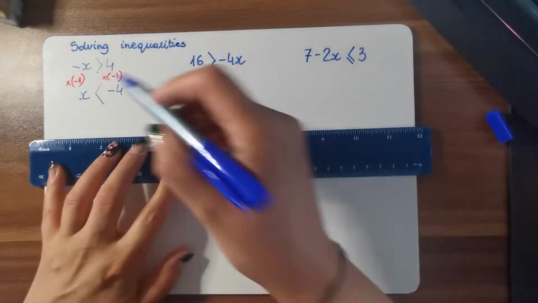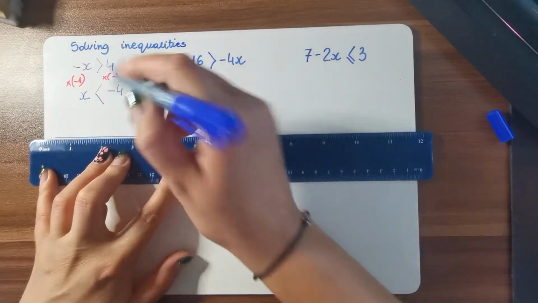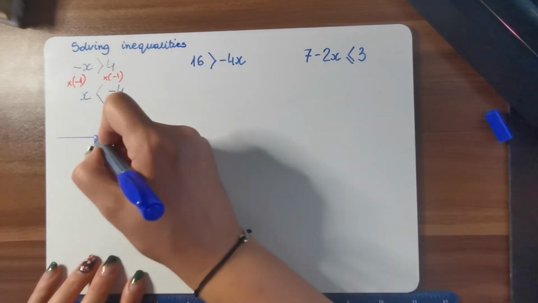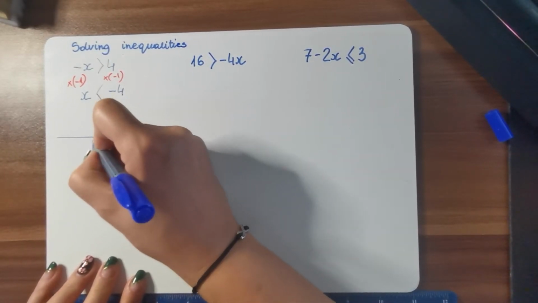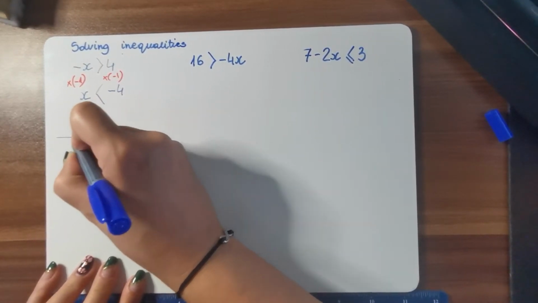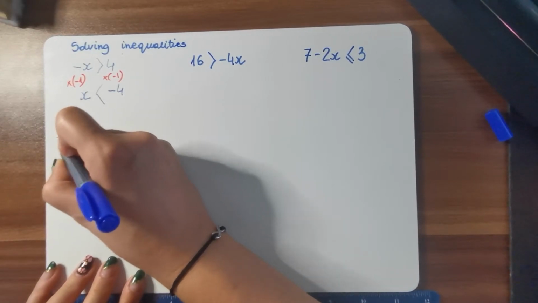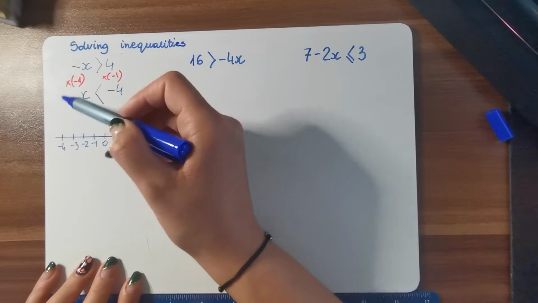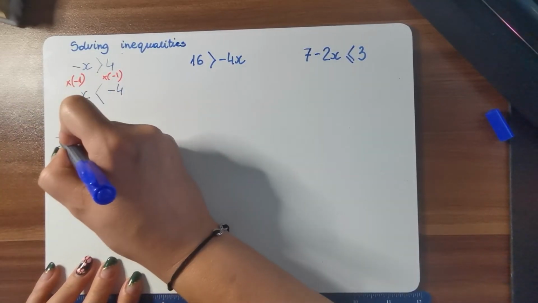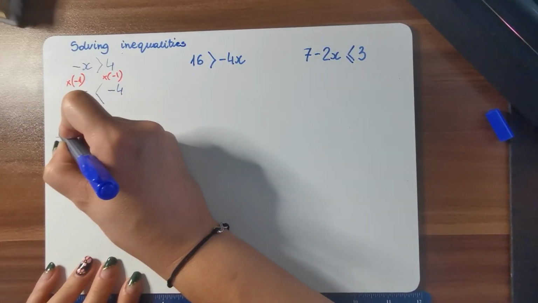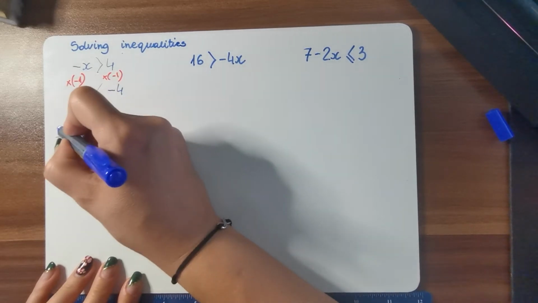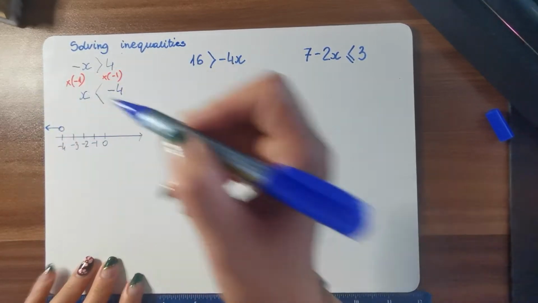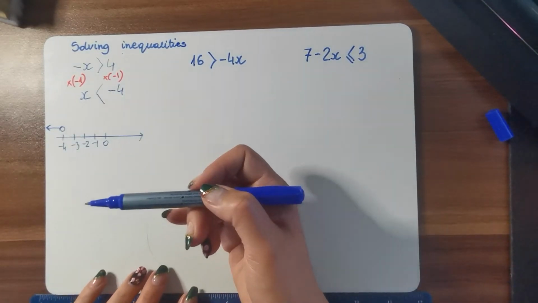Now I can draw a number line to show the solution. So 0, negative 1, negative 2, negative 3, and negative 4. x must be smaller than negative 4. So open dot and arrow to the left.